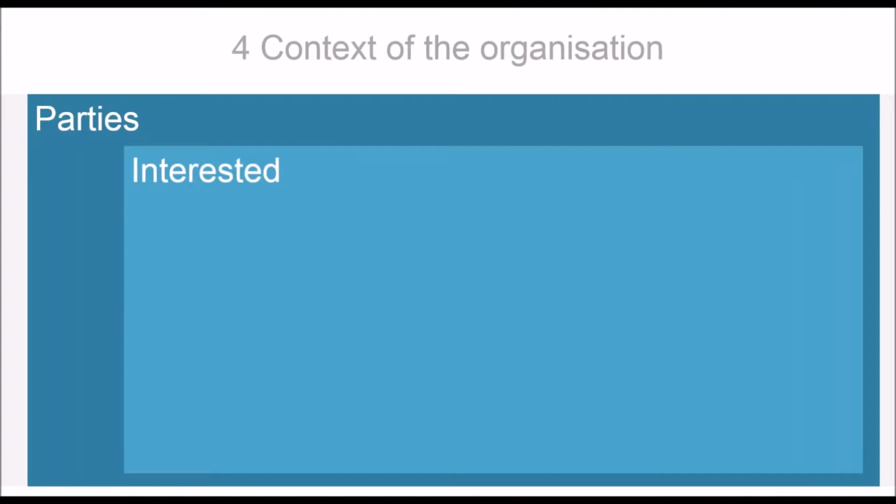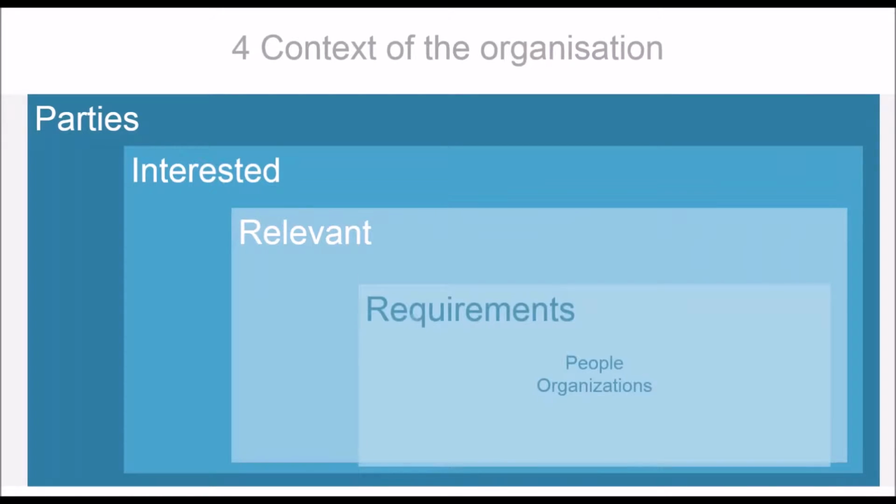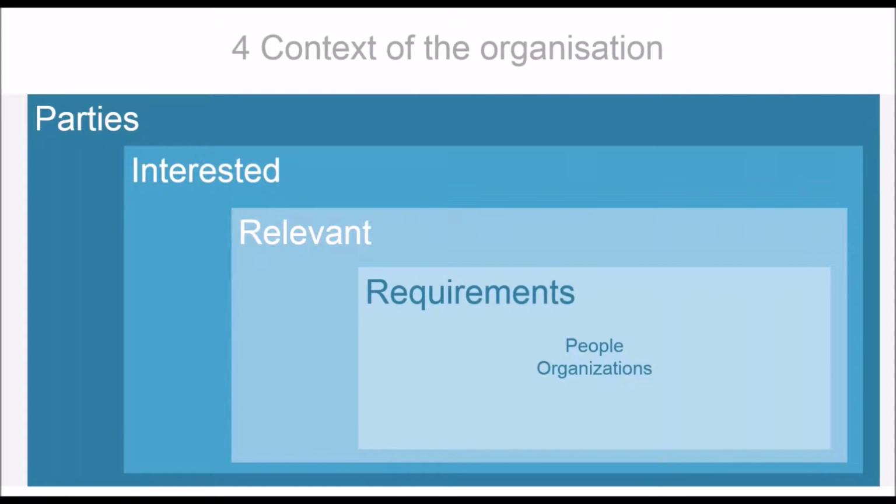Let's start with all parties. This is anyone and everyone. We then narrow that down to only those categorised as an interested party. They are the ones interested in your management system. Further, you can narrow this group down by adding the relevant into the mix. And lastly, you take the relevant interested parties and see who has requirements that affect your management system.